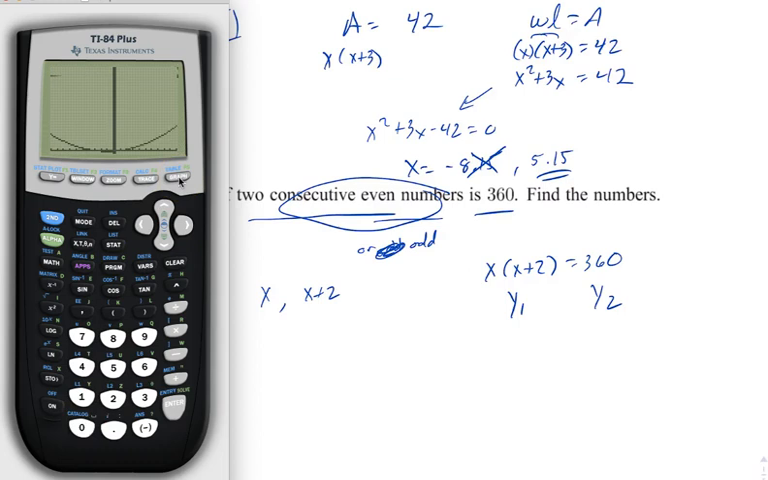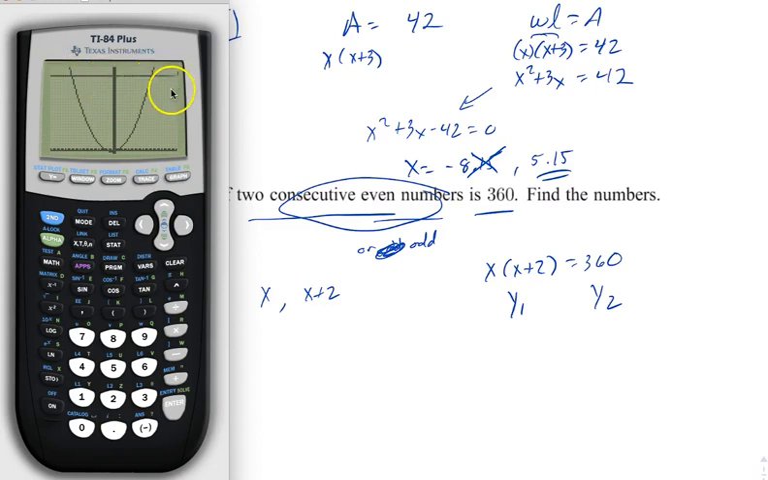So there's the graph. And if you notice, I can't see where it crosses. I need to go further out to my left and my right. So I'm going to change my x min and max to, I don't know, negative 30 and 30, so I can see it. So it looks like a good parabola.